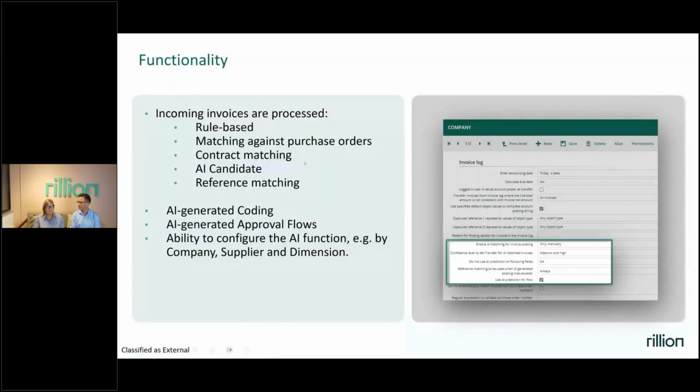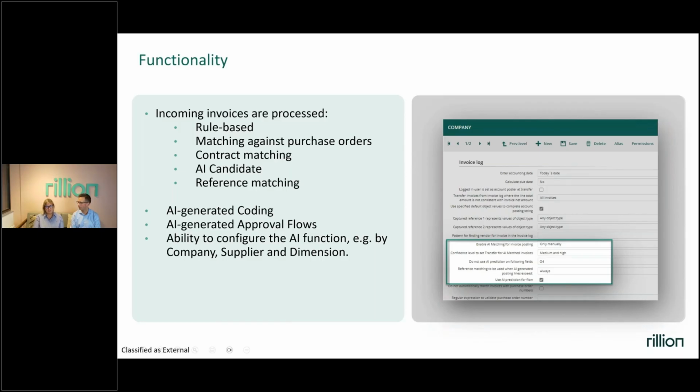And when the invoice comes in, as I said, we will go through the process to see what kind of invoice is this. Is it the PO invoice? Is it the contract invoice? Or is it a candidate for AI? And what I mean with candidate for AI is because you have some settings in the environment that you can tell when and how AI is to be used. I will come back to that. And if it's not the candidate for AI, then we will fall back to the reference matching and do that. And it will create the account coding, and it will create also soon the approval flows. I will come more to the release plan for this.